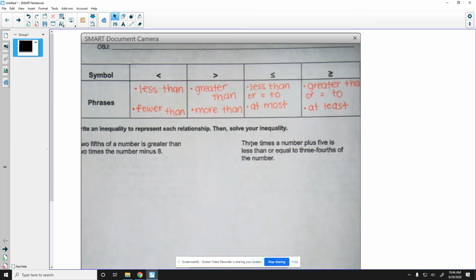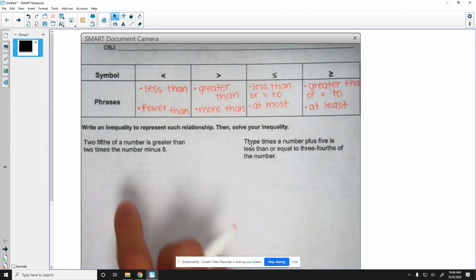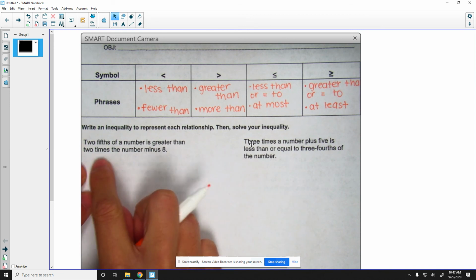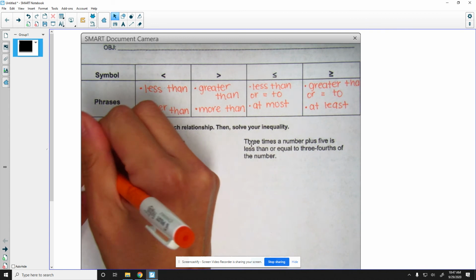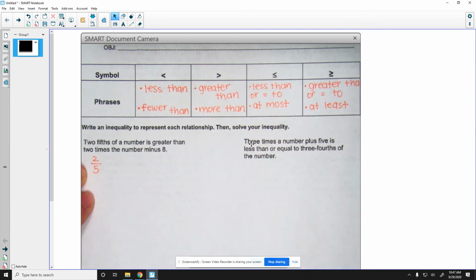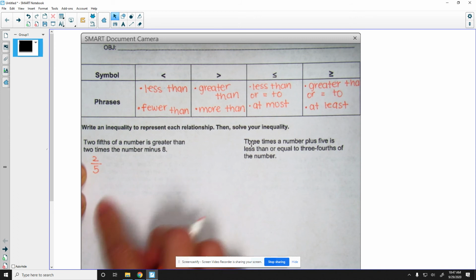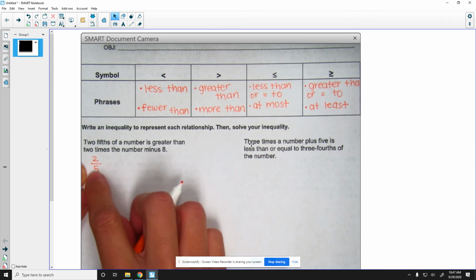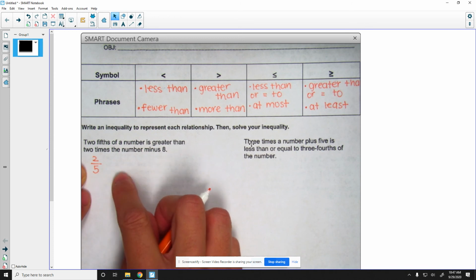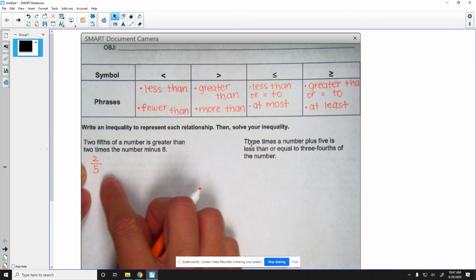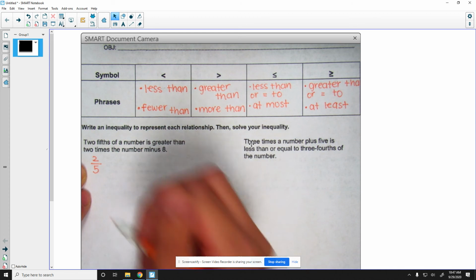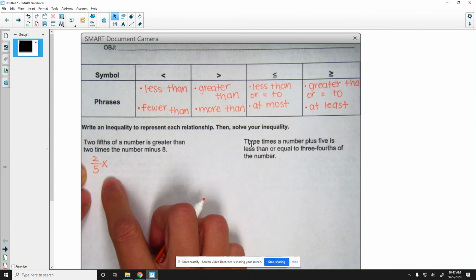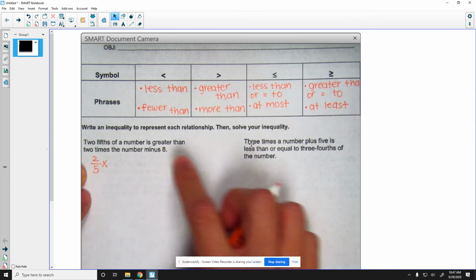So here's the problem. It says 2/5 of a number is greater than. So 2/5, isn't that a fraction? 2/5. So this is 2/5. So don't write it right in the middle because you're still going to need room to solve it. Okay, and you can do that with the video. So 2/5 of a number. What does that mean, of a number, Taylor? Yeah, just x. 2/5 x. Of means multiply.